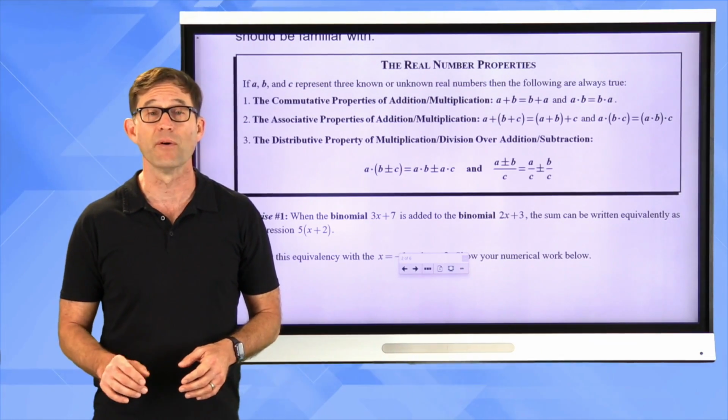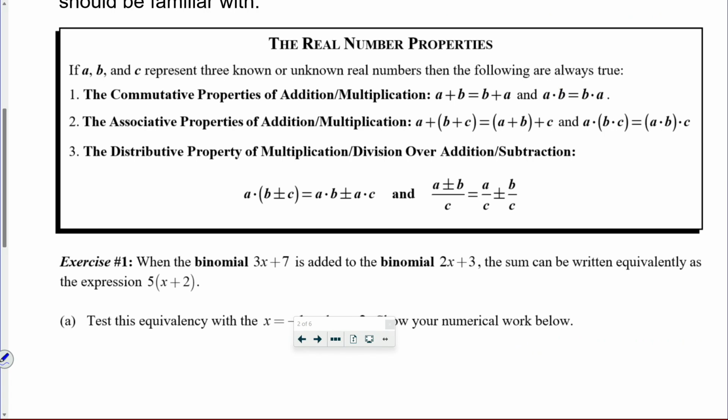And there's really just three of them. So let's take a look at them. If A, B, and C represent three known or unknown real numbers, then the following are always true. Number one, the commutative properties of addition and multiplication. A plus B is equal to B plus A, and A times B is equal to B times A.